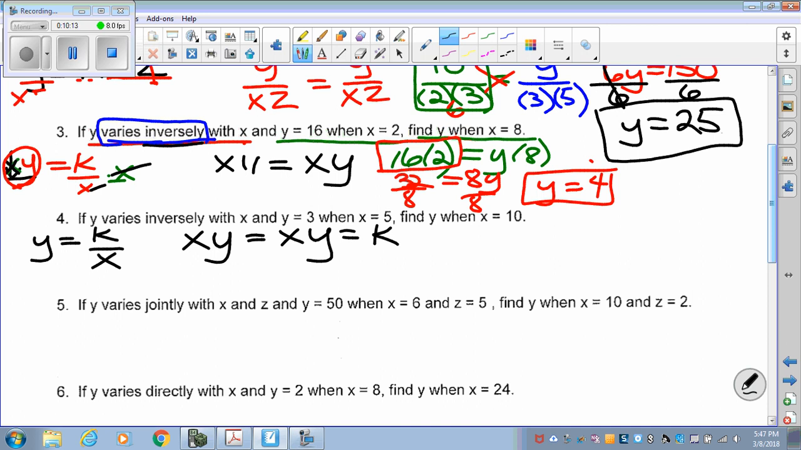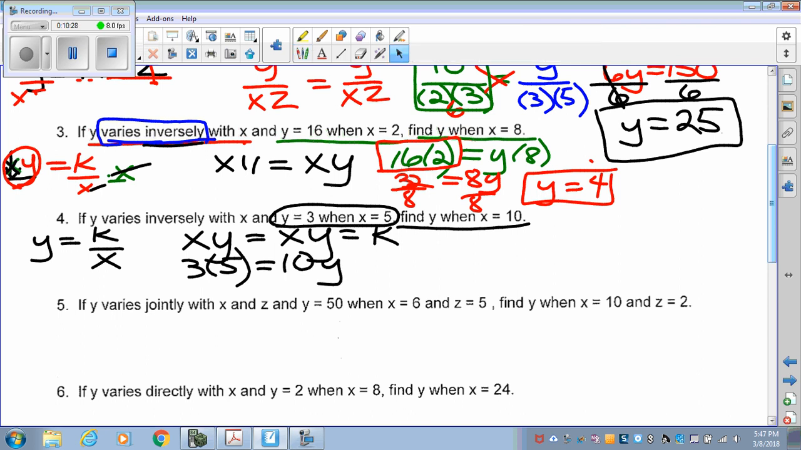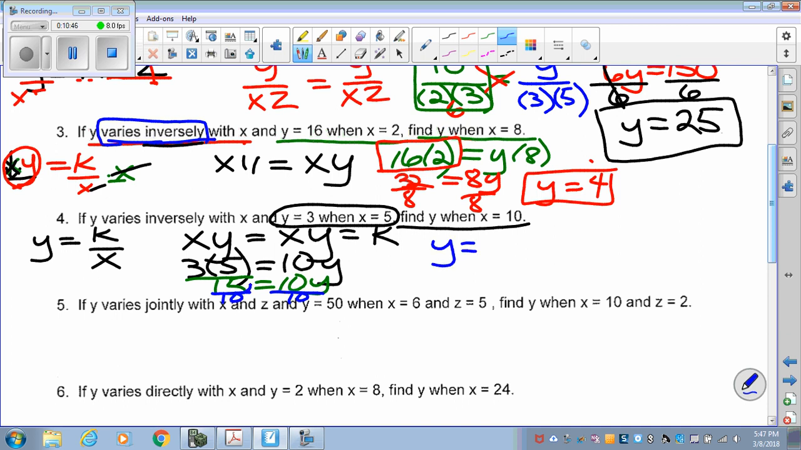And so now I'm going to substitute here. I've got y is 3 when x is 5. So 3 times 5 is going to be that. And then find y when x is 10. So x is 10, and it says find y. So it looks like that. So 3 times 5 here is 15. So we have 15 equals 10y. So I'm going to divide by 10. And I get y equals, I'm going to move my decimal over one place. So that would be 1.5.